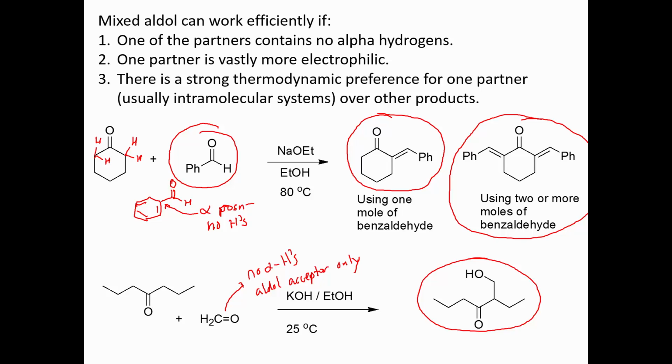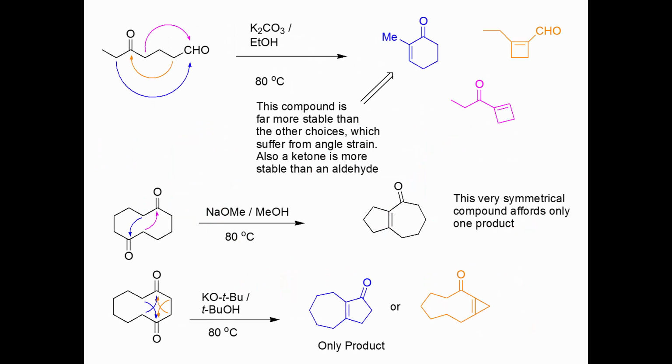Remember that when we look at the mechanism, all of the arrows were pretty much equilibrium arrows. So this is what we call a thermodynamically controlled reaction. We're trying to make the most stable product, and this is most common in intramolecular systems. If we take the compound here, there's several aldol possibilities. I'm going to label every alpha position.